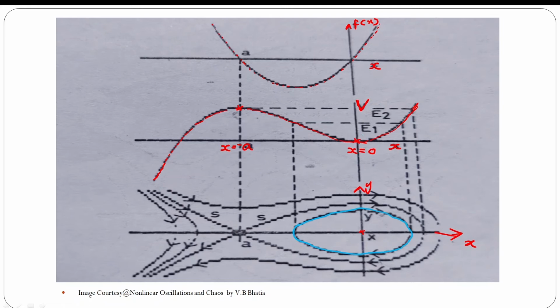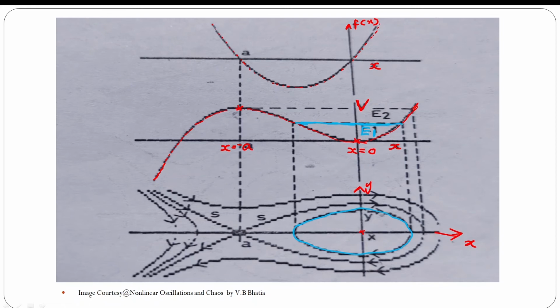It corresponds to a particular total energy value. This is a potential function, so it depends on the total energy value of the system. It can have various types of motions. You can see this line. This is the energy value. This energy value is E1.